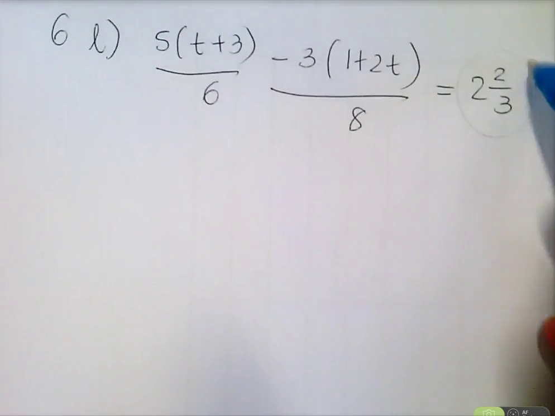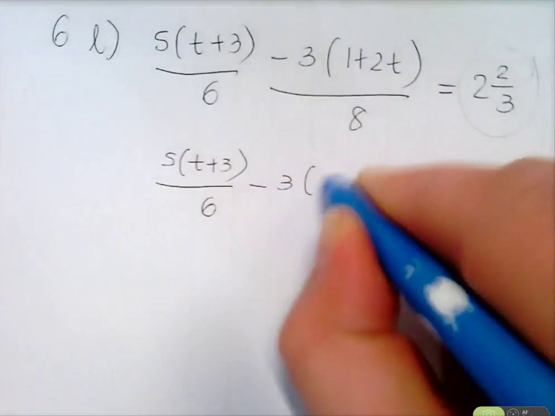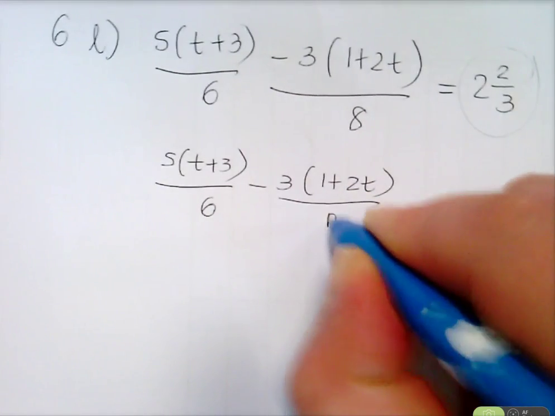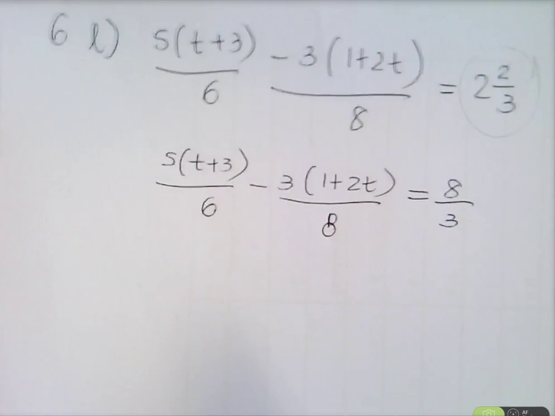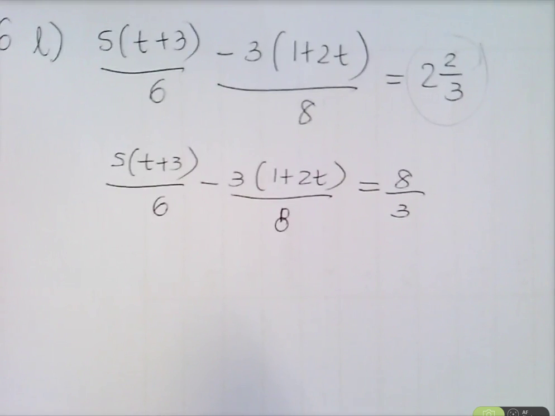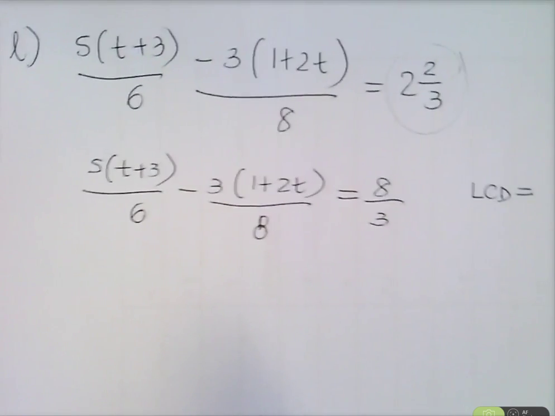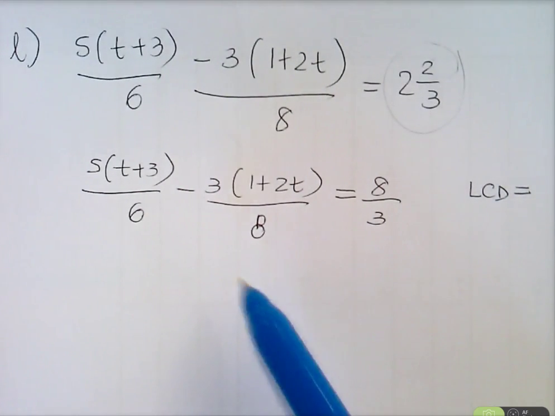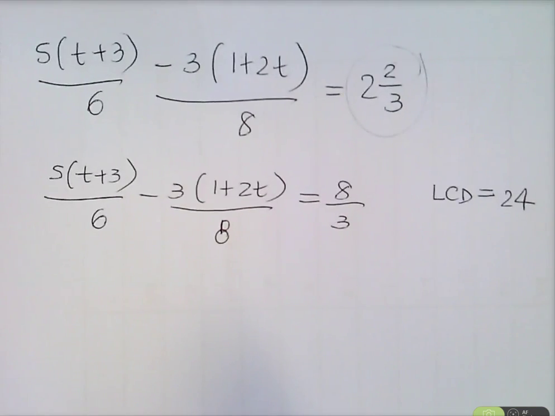Make it improper fraction. Yep, change that. 5 bracket t plus 3 over 6 minus 3 bracket 1 plus 2t over 8 equals 8 over 3. I've changed it to an improper fraction. All right, girls, 6, 8 and 3, what do they all go into? 24. Lowest common denominator is 24.